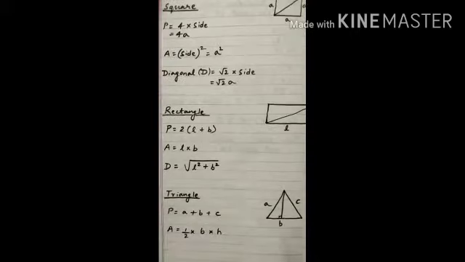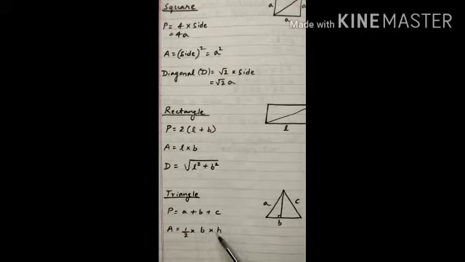Next is a triangle. A triangle has three sides. Let one of the sides be A, base is B, and third side is C. So perimeter equals the sum of all the three sides, it means A plus B plus C. And area of the triangle equals half into base into height. Height means altitude. Area equals half into base into height.